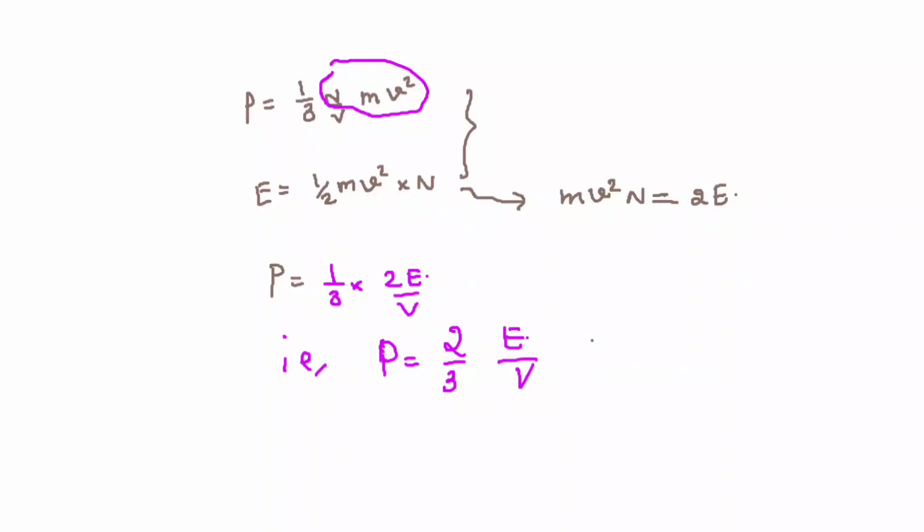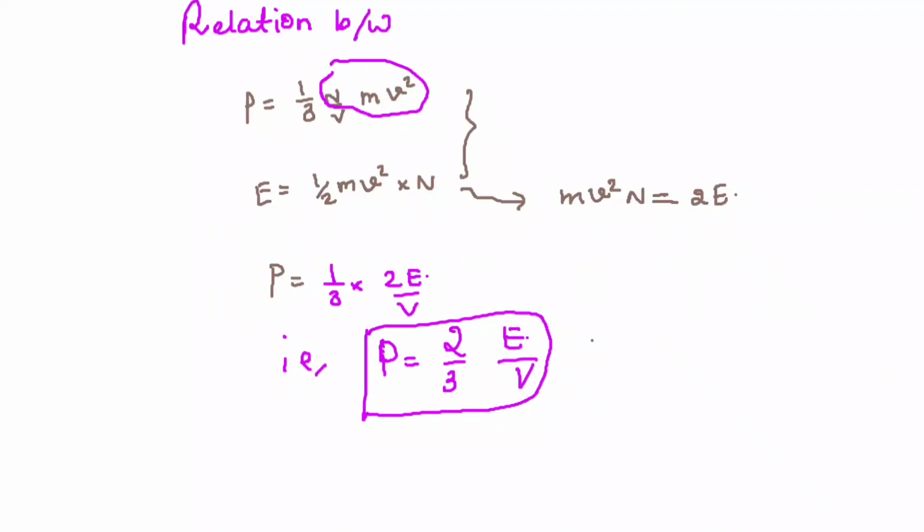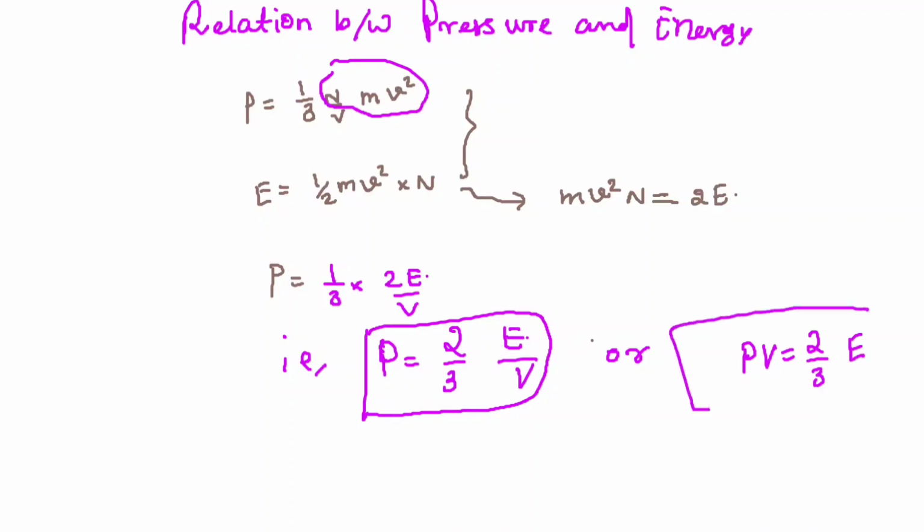So this is an important relation between pressure and energy. Relation between pressure and energy. P equal to 2 by 3 E by V, or PV equal to 2 by 3 E. PV equal to 2 by 3 E. Also we can rewrite this equation in some another fashion also by using ideal gas equation. Let's see that also.